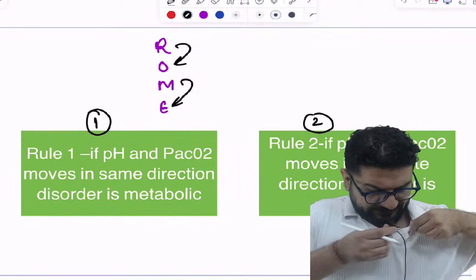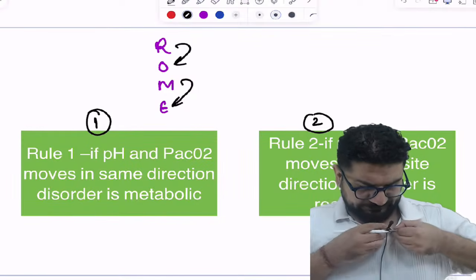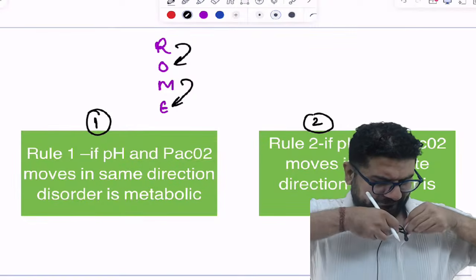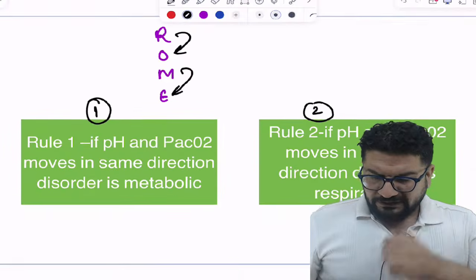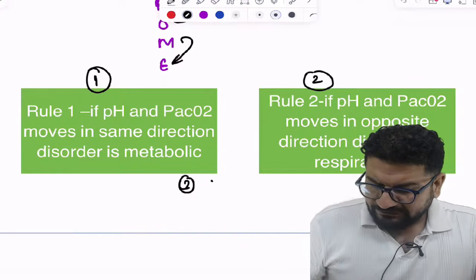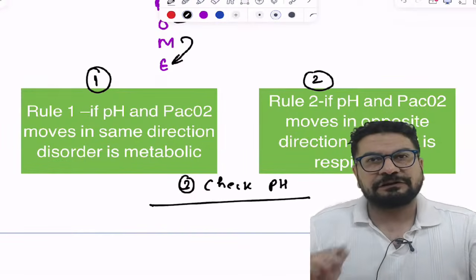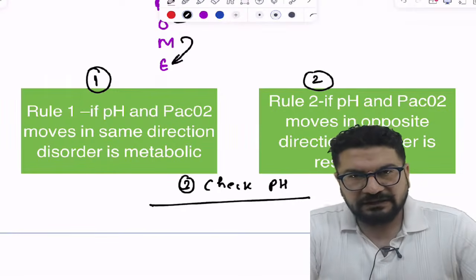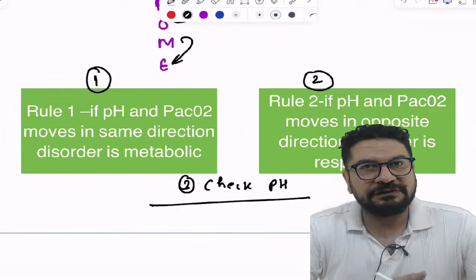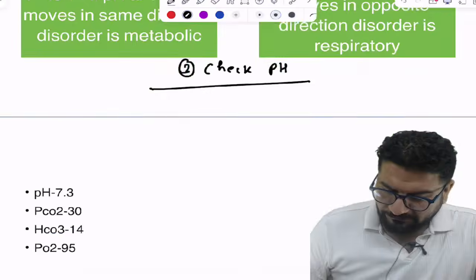So respiratory opposite, metabolic equal. Clear? Okay, now third, what you have to check is the pH. If pH is low, that means acidosis. If pH is more, that means alkalosis. Simple. So let's solve a few questions.